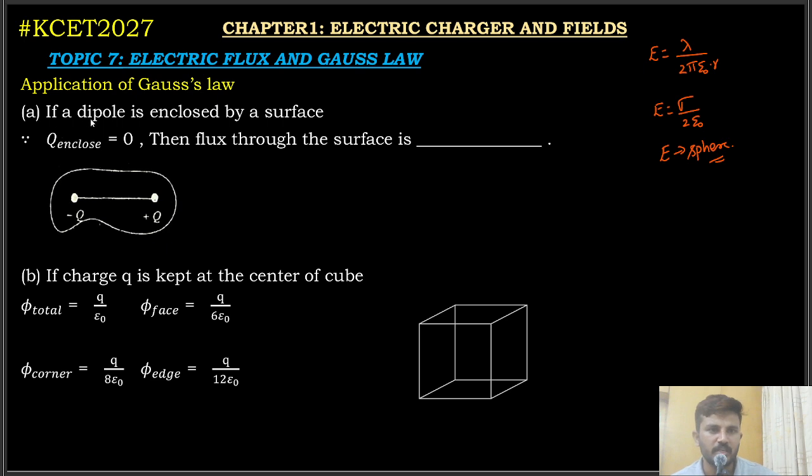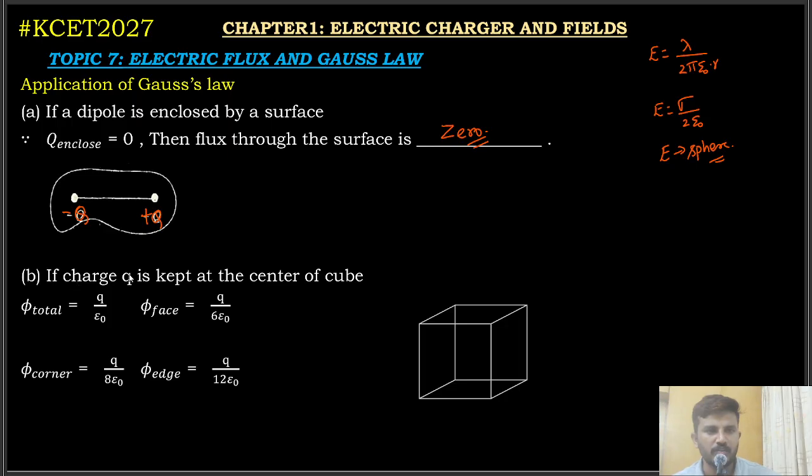Look at this. If a dipole is enclosed by the surface, the charge enclosed will be 0, because a dipole consists of one negative charge and an equal positive charge. What will be the net electric charge inside the surface? 0. Then the flux through the surface is also 0. Very important one from the KCET exam point of view.